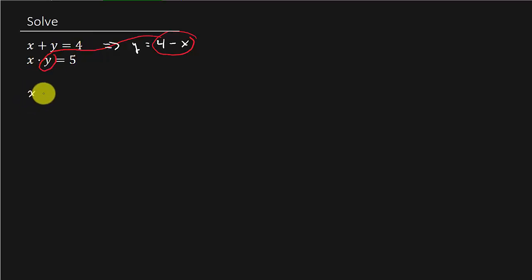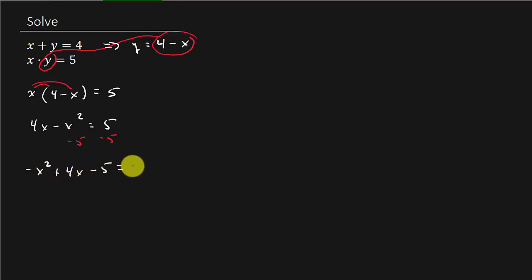So that's going to give me x times y. And in the place of y, I'm going to put 4 minus x, and that equals 5. And so now we distribute the x, and that's going to give us 4x minus x squared equals 5. And then we can subtract 5 from both sides, get everything on one side. You can see we have a quadratic equation. So that's going to give me negative x squared plus 4x minus 5 equals 0.